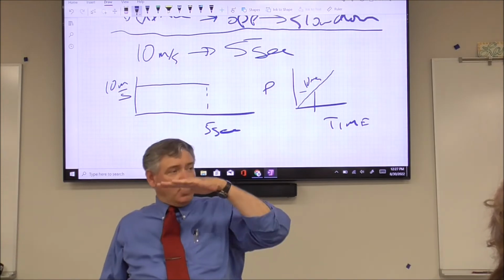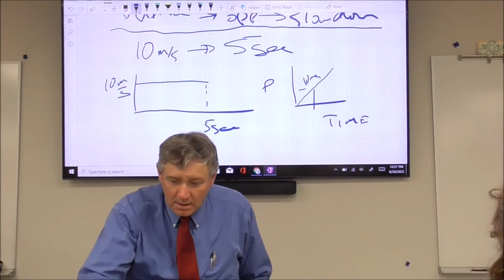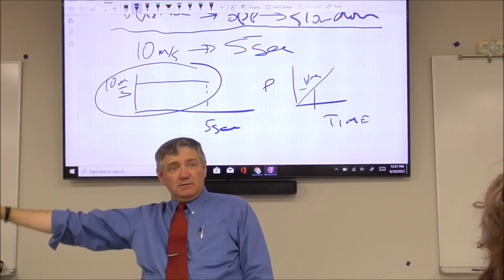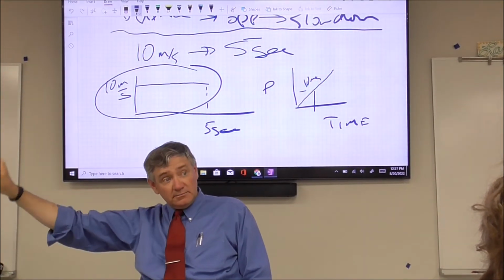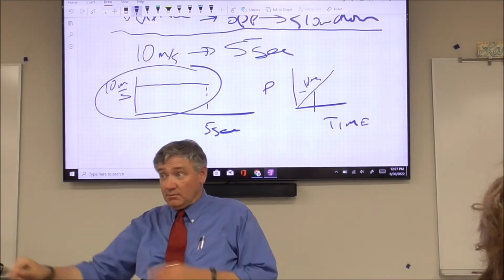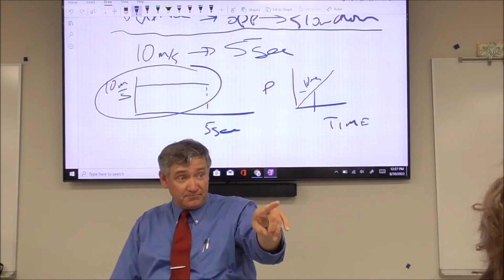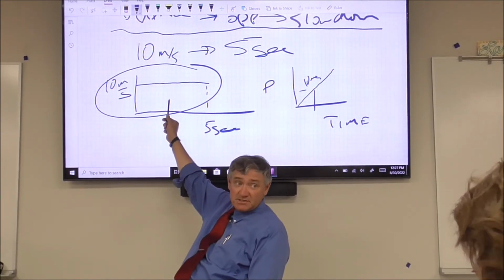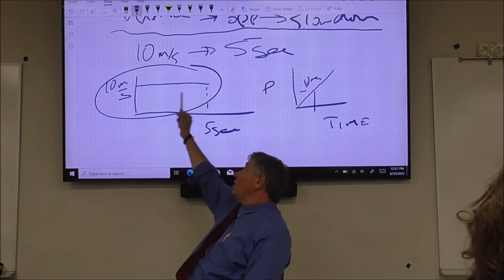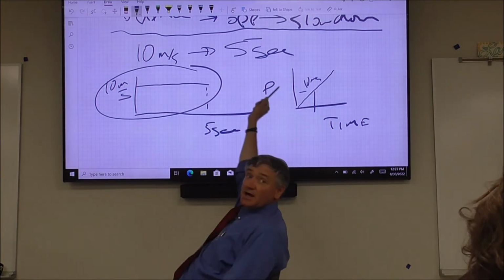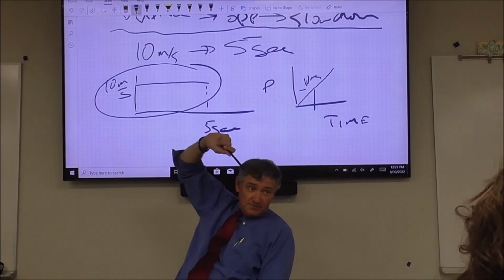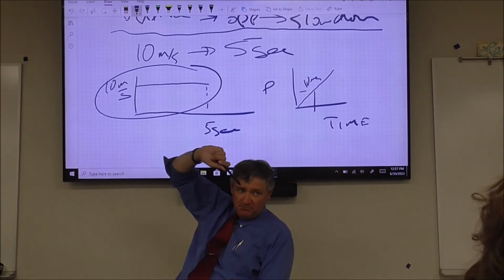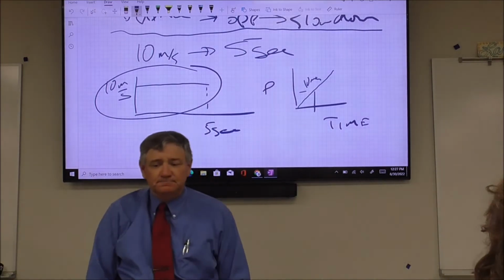So a horizontal line on a velocity time graph corresponds with a straight sloping line on a position time graph. Keep that in mind when you do the lab. So a horizontal line on a velocity time graph corresponds with a straight sloping line on a position time graph. Okay? Got that? Good. Solid?